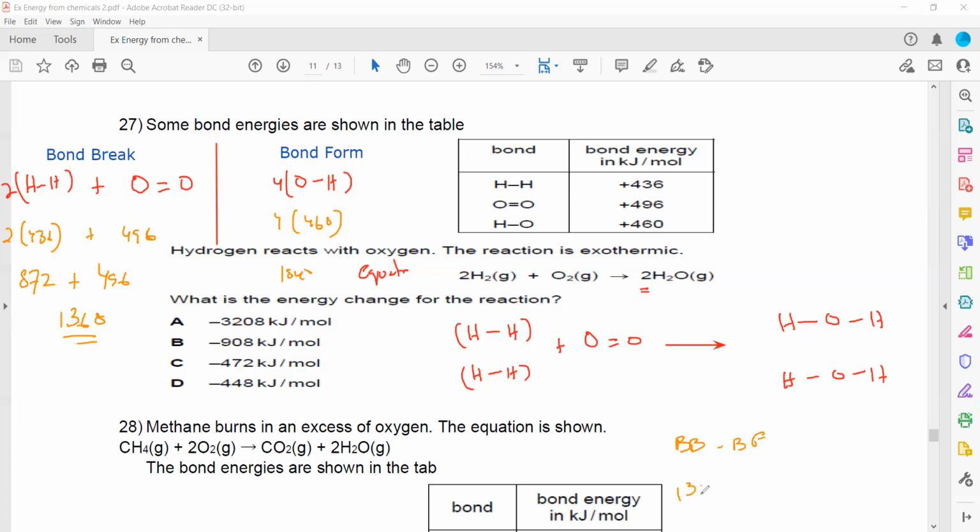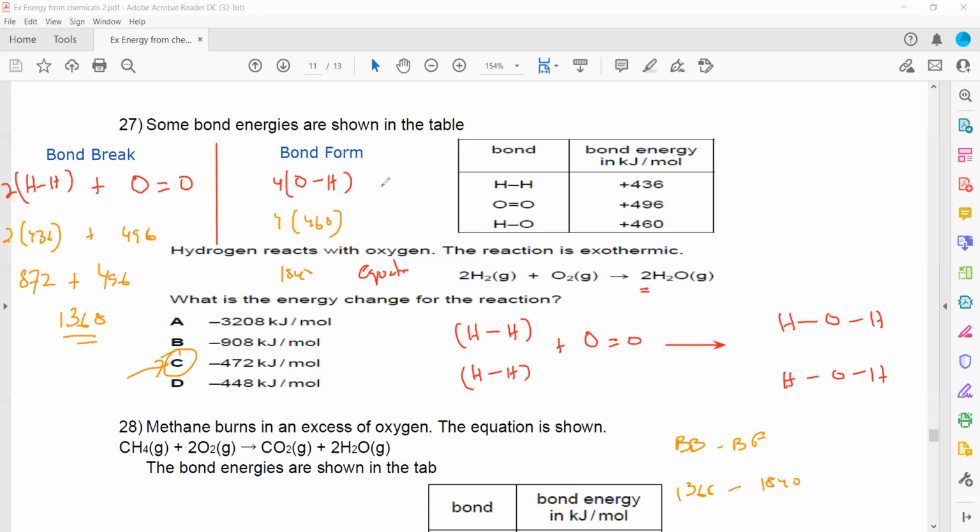So 1368 minus 1840. So the energy change will be minus 472. So C will be the answer as the reaction is exothermic.